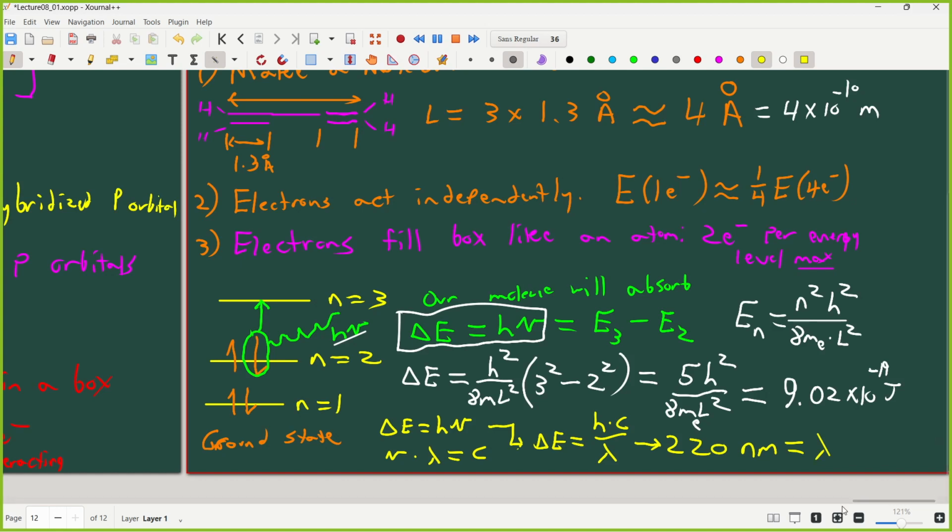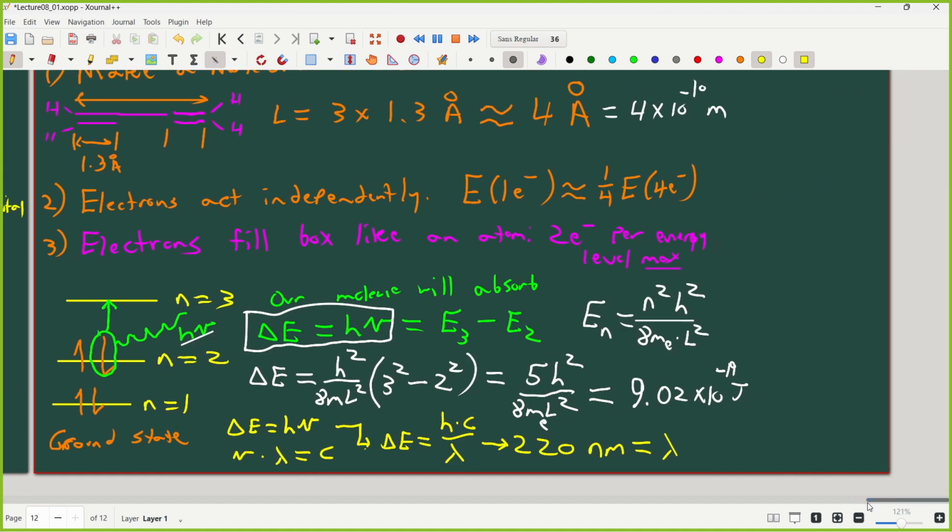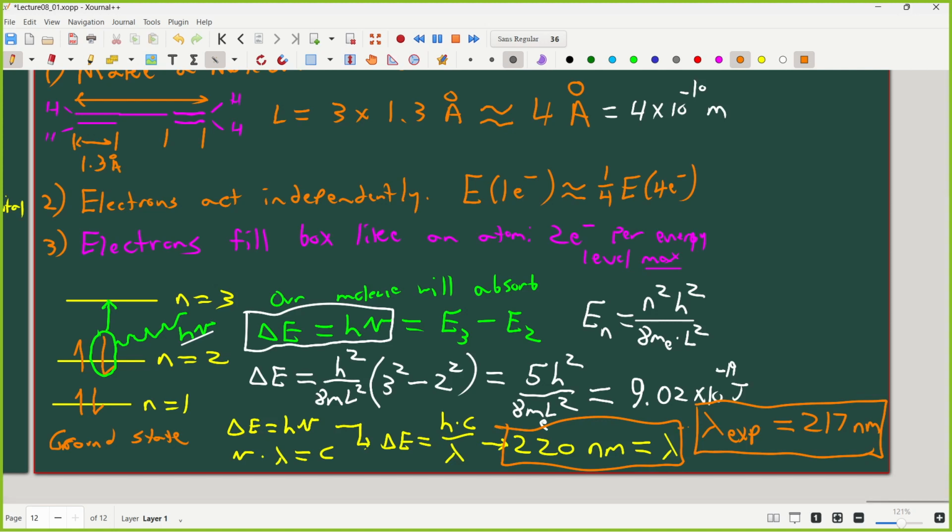I don't have a lot of room here, but I'm just going to write it in the corner here. The experimental value for this is 217 nanometers. Sorry, this is the experimental value, not max. So we've predicted it at 220, and we're within 3 nanometers of the actual answer. That's about 1%. We're off by 1%. That's pretty impressive.